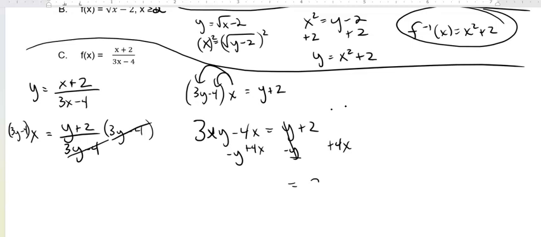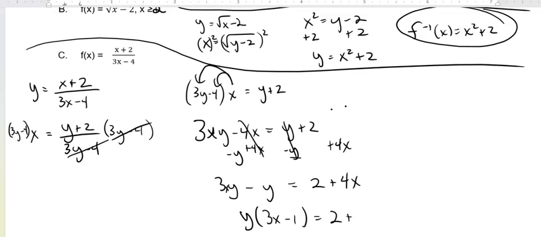Okay, so on the right-hand side, I just have 2 plus 4x. On the left-hand side, I have 3xy minus y. So the goal here is to get all the y's on one side because that allows me to solve for y. And the trick I need to do here is factoring. I got two y's. I can't solve for y if I have a y and a y, but if I factor it out, then that'll leave me with just one y term.